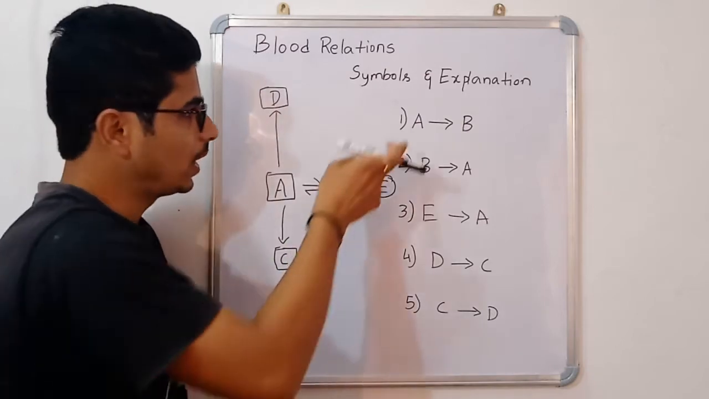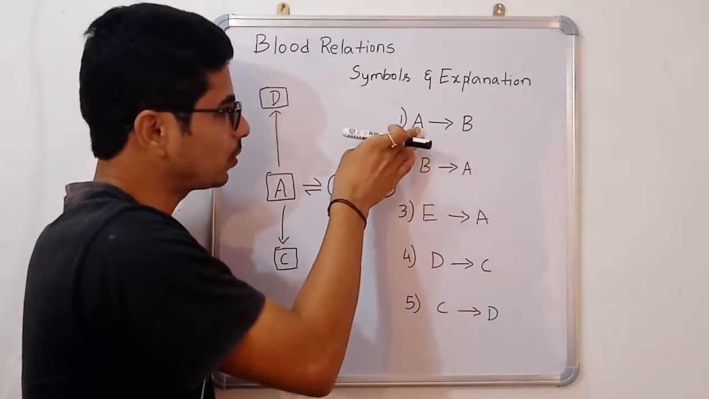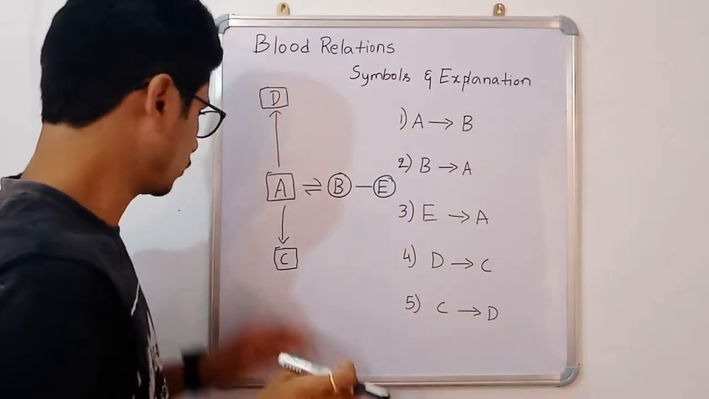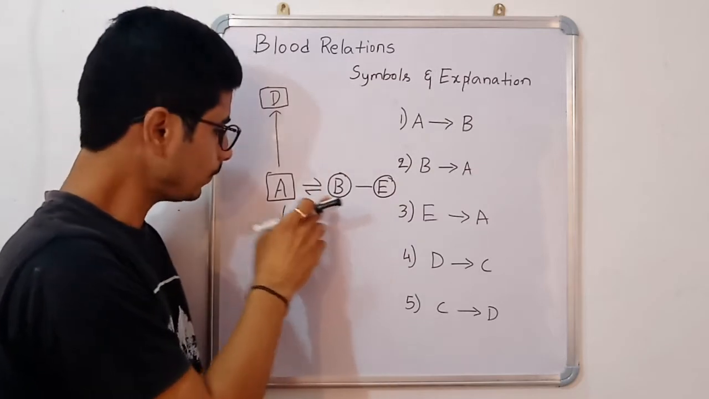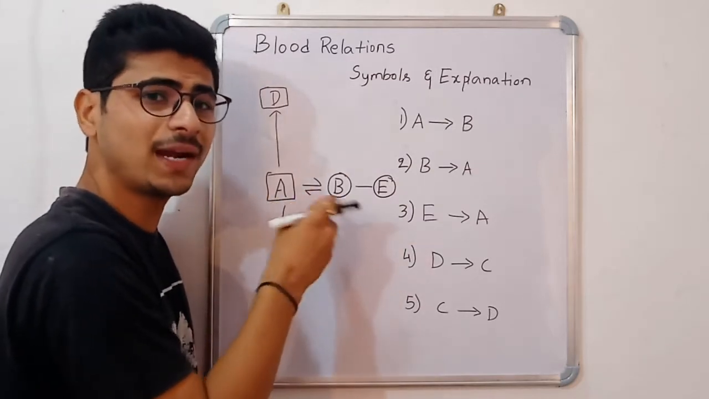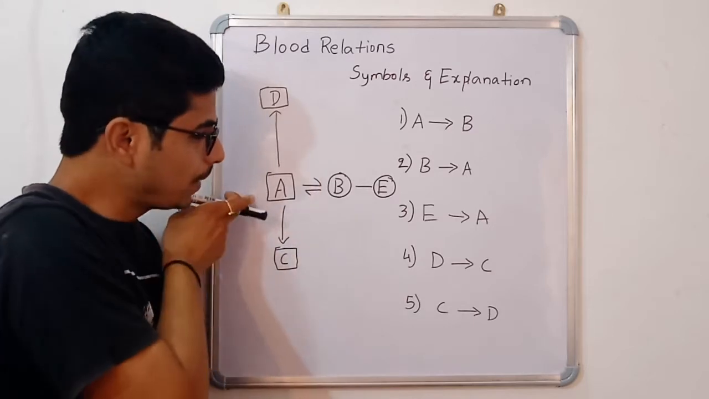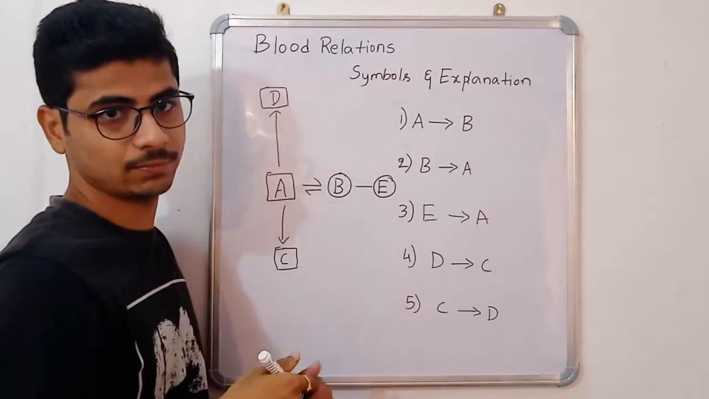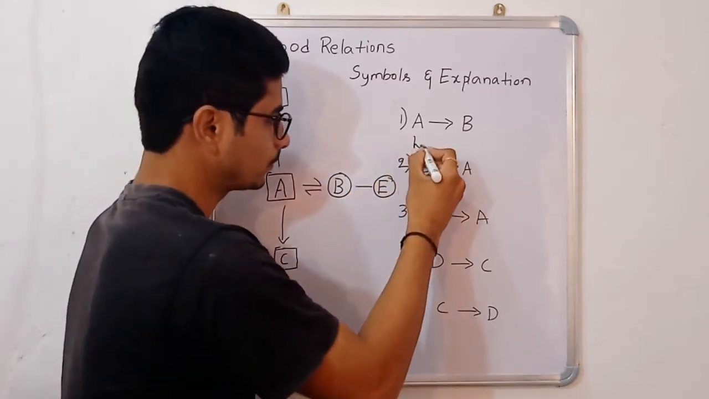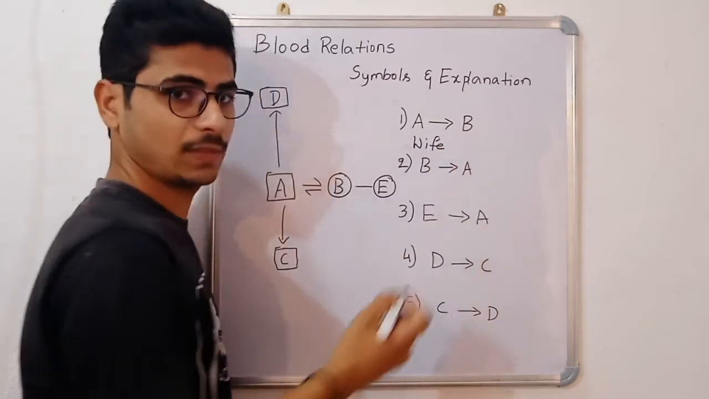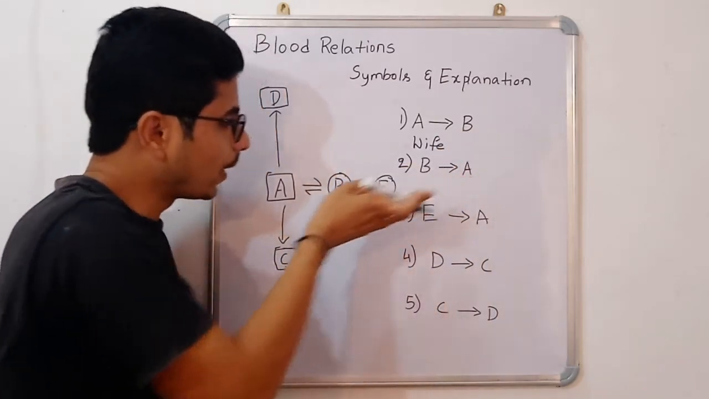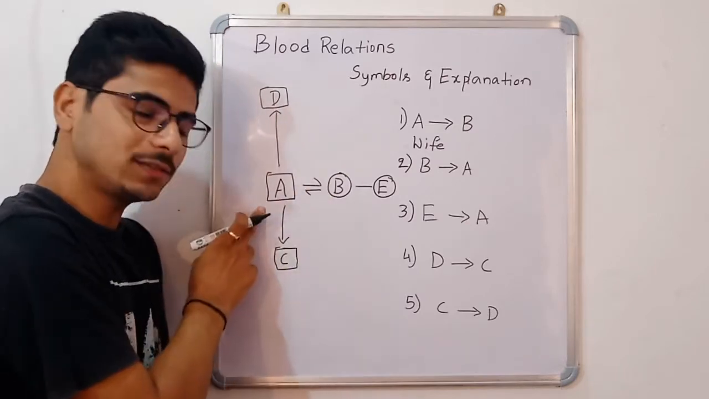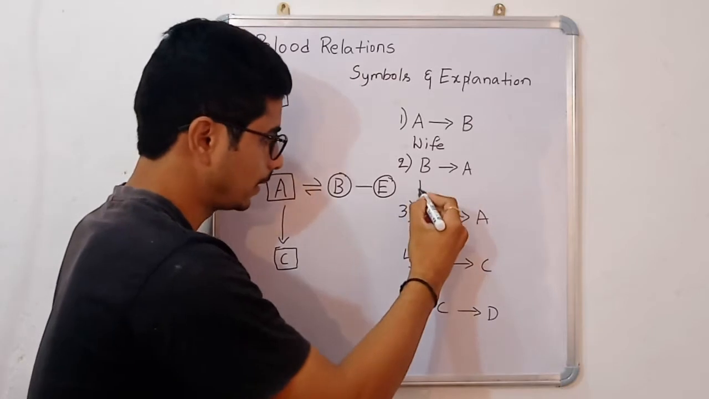Okay, next questions. A to B, we need to see the relation of B with respect to A. We need to see from A to B. As I said, A and B are in a husband and wife relationship. So this male will call B, who is a female, a wife, right? So the answer is wife. Next, we need to see from B to A. So this B will call A a husband, right? So husband.